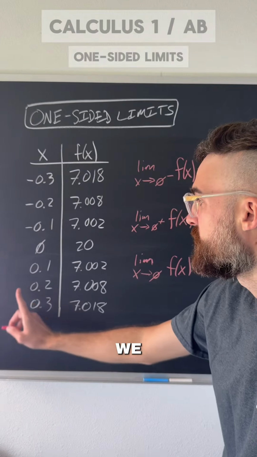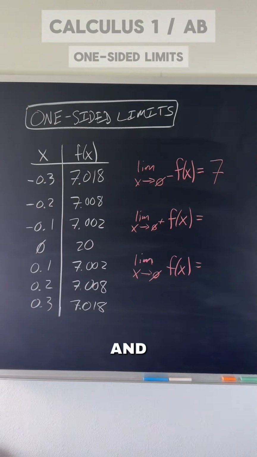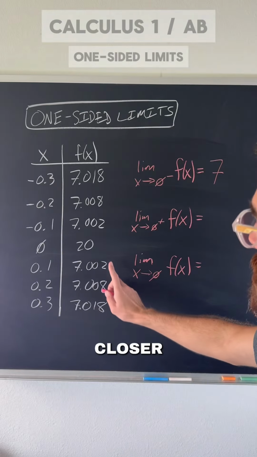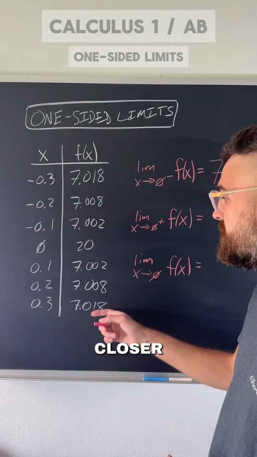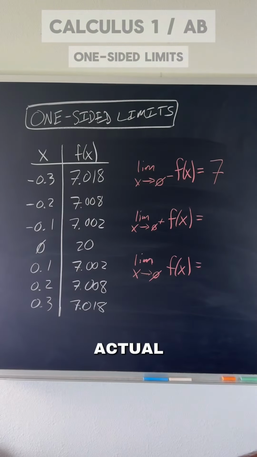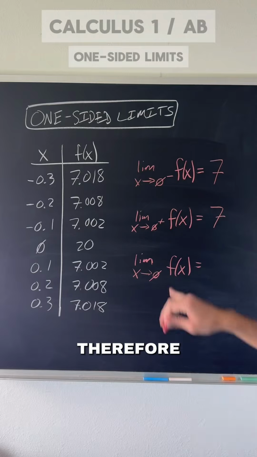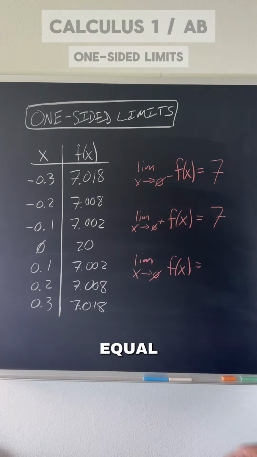We follow a similar logic from the right side. So we look at as we approach 0 from the right side, or from the positive values towards 0. And what we notice again is that as I get closer and closer to x equals 0, as I move up, my y values seem to get closer and closer to 7. Again, ignoring the actual true y value there. Therefore, the limit of f of x as x approaches 0 from the right side would be equal to 7.